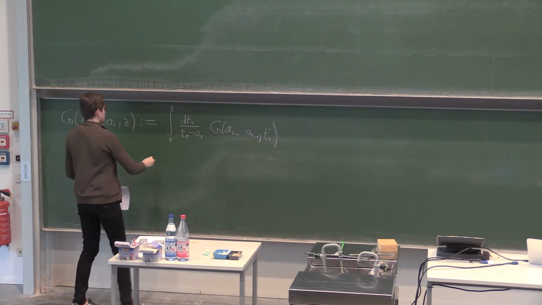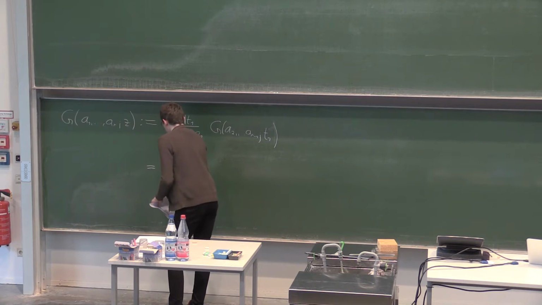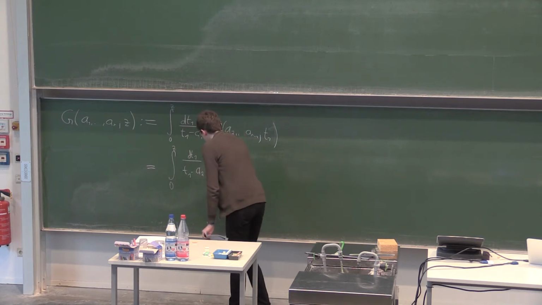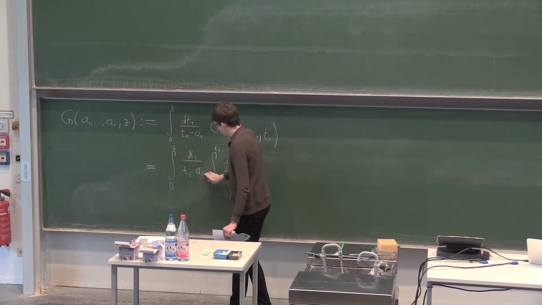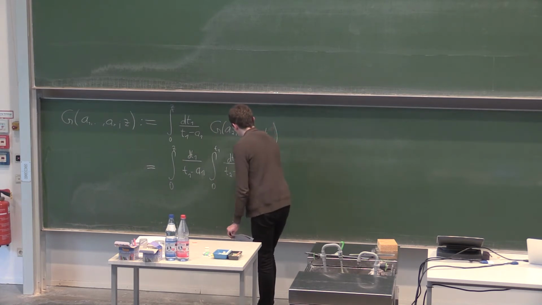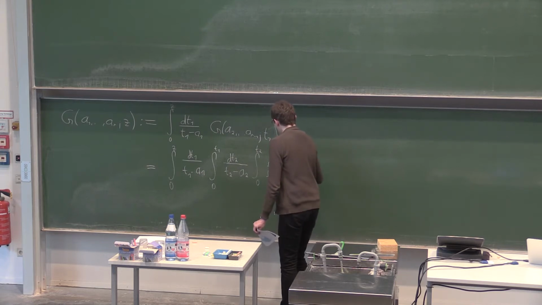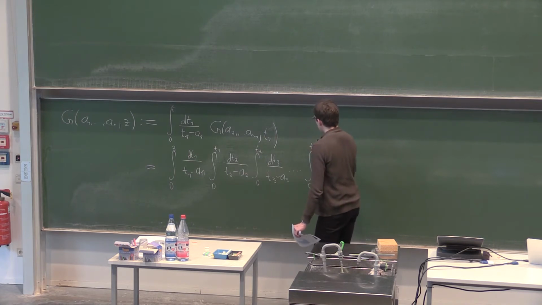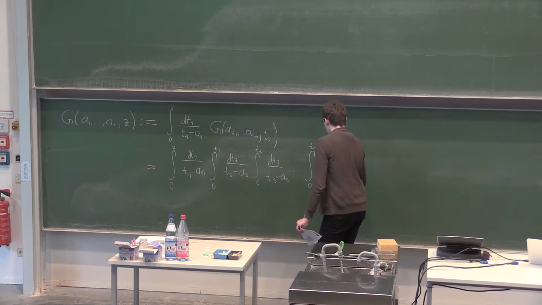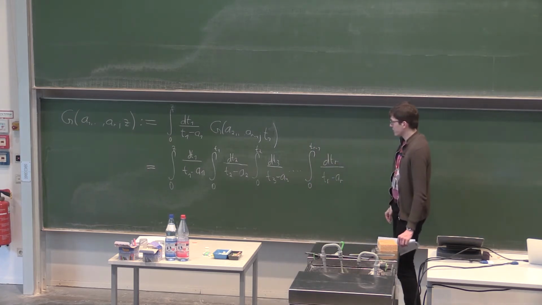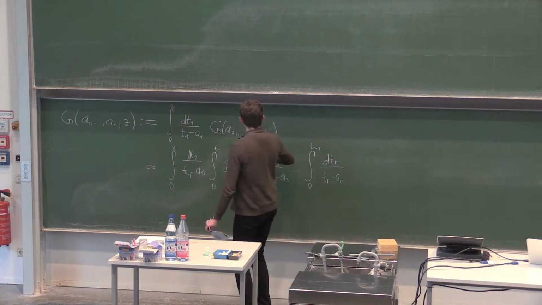If you expand this recursively, what you get in the end is really an iterated integral. You start out from 0 to z, dt1 over t1 minus a1. Then if you expand this, you get an integral from 0 to t1, dt2 over t2 minus a2, and then you have another integration to t2, dt3 over t3 minus a3, and so on. The last integration goes to t_{r-1}, dtr over tr minus ar. Please call me out when I make mistakes here.